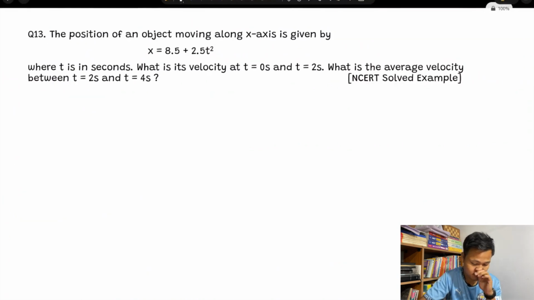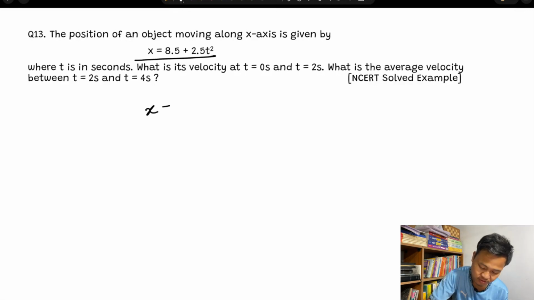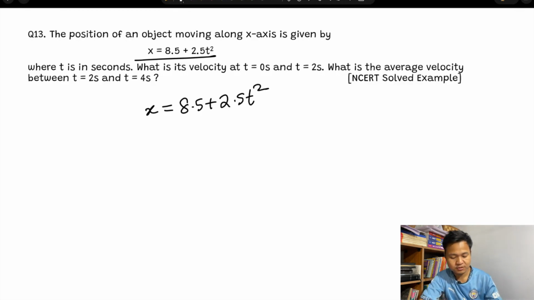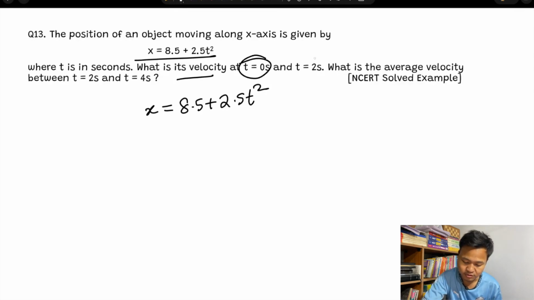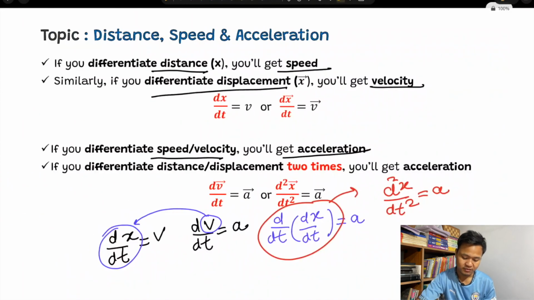First question, this is from NCERT solved examples. The position of an object moving along the x-axis is given as x equals 8.5 plus 2.5 t squared. The question is, what is the velocity at t equals 0 and at t equals 2 seconds? You have to differentiate that x one time. If you differentiate x, you'll get v.